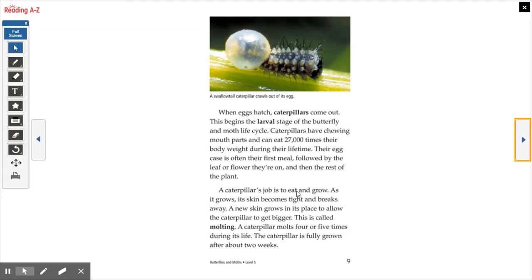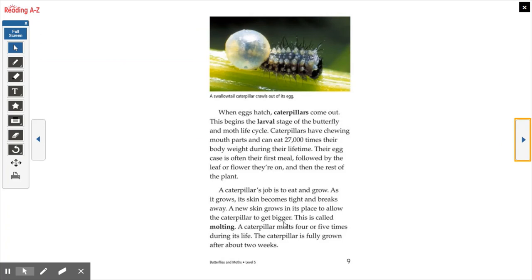A caterpillar's job is to eat and grow. As it grows, its skin becomes tight and breaks away. A new skin grows in its place to allow the caterpillar to get bigger. This is called molting. A caterpillar molts 4 or 5 times during its life. The caterpillar is fully grown after about 2 weeks.